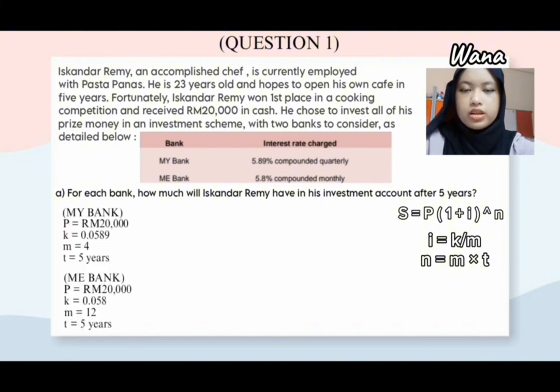MY Bank, the value for P is 20,000, k is 0.0589, m equals 4, and t is 5 years. And as for ME Bank, the value for P is 20,000, k is 0.058, m is 12, and t is 5 years. Next, we will insert all the information given in the formula.